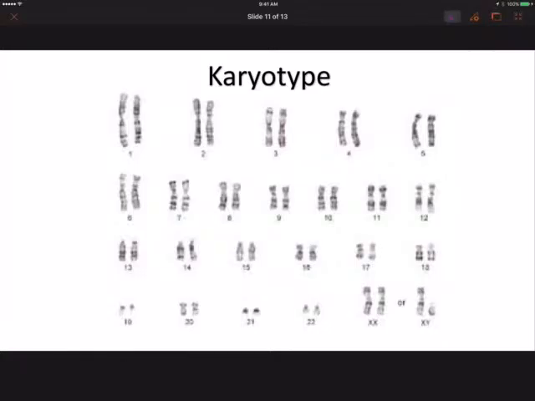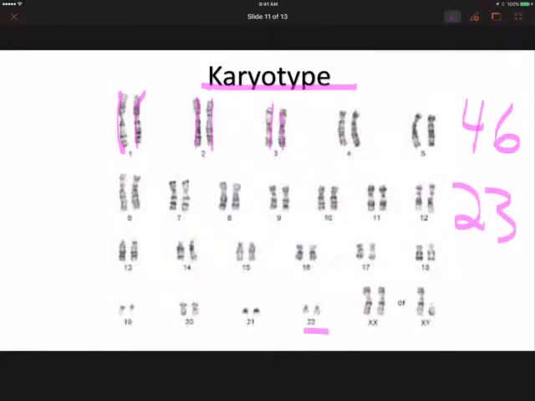So let's talk real quick about a karyotype. A karyotype is going to be a picture of all of our DNA. So you can see here that I have 1 chromosome, 2 chromosomes, 3, 4, 5, 6. If you count them all up, you're going to have a total of 46 chromosomes in a human body. They're going to be in 23 pairs.